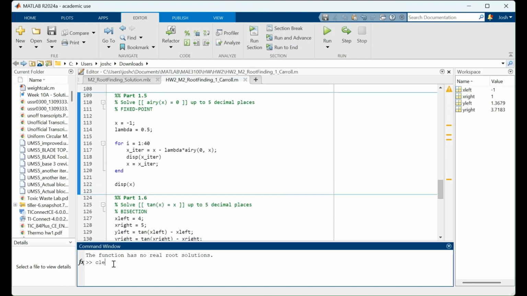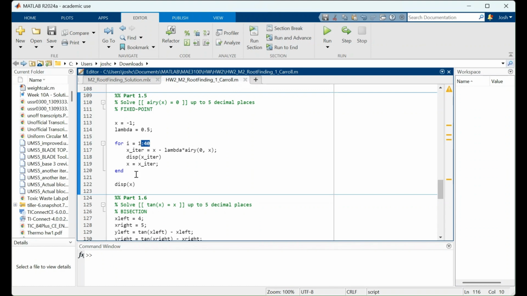Next one, fixed point using ARI, which is the MATLAB function we were given. So the fixed point, we were talking about this in class today about using lambda to help you converge that value faster. I'm not sure if it would converge not using lambda within this amount of iterations using the fixed point. But yeah, I'm just going to run it.